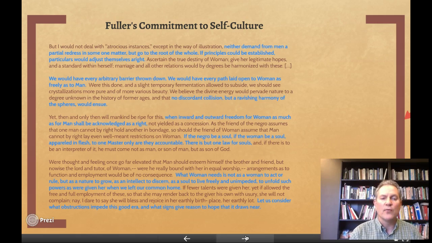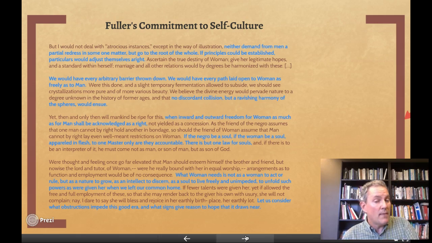We would have every arbitrary barrier thrown down. We would have every path laid open to woman as freely as to man. Were this done, and a slight temporary fermentation allowed to subside, we should see crystallizations more pure and of more various beauty. We believe the divine energy would pervade nature to a degree unknown in the history of former ages, and that no discordant collision, but a ravishing harmony of the spheres would ensue.